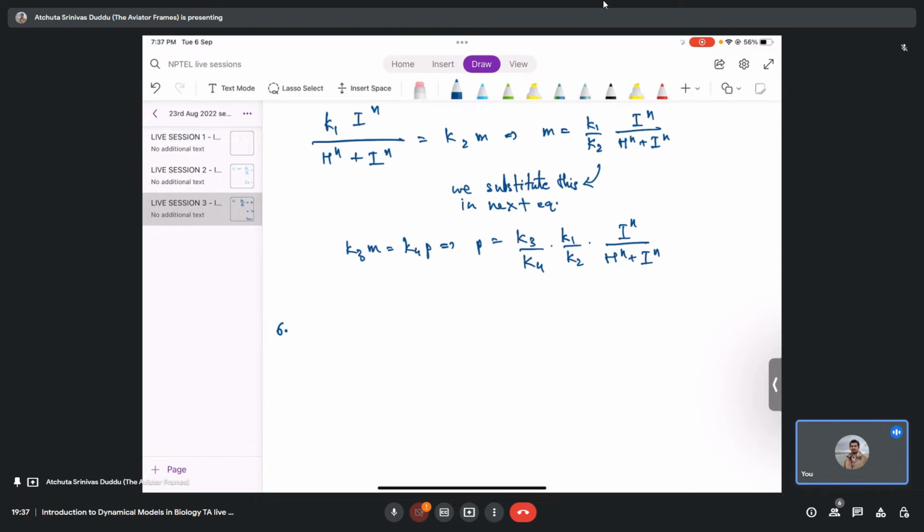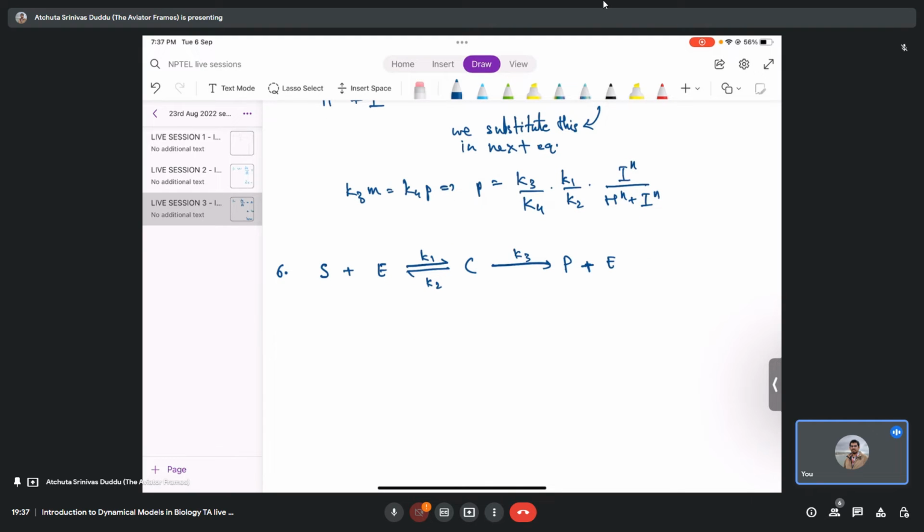Now we have the sixth question where it says for the following reaction scheme, what are the units of K1, K2 and K3? So I'll just write down the reaction scheme here first. S and E, K1, K2 are the rates here, and for a reversible reaction, C, then K3 and product plus enzyme P plus E, right? So we have S substrate, E enzyme, C the complex in between, P product and E enzyme. We have K1, K2, K3 as certain rates. Now they're asking us to find the units of K1, K2 and K3. Okay, so first we'll write down the equations for the reaction scheme here.